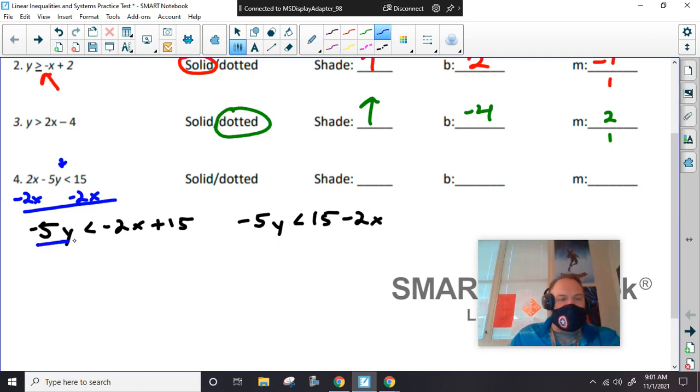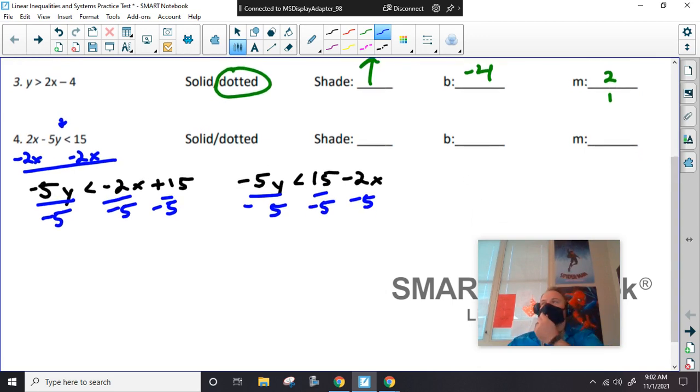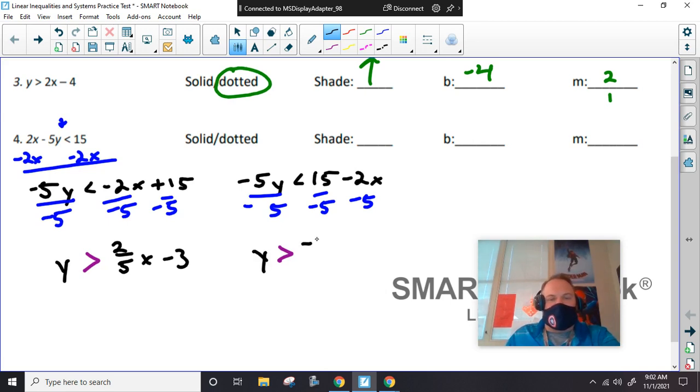Now, when we divide by -5, we got to divide everything by -5. Wow, this is taking a while. Now, because we divided by a negative, what do we have to do to this inequality sign? Yeah, we got to flip it. So now this becomes y, 2/5 x, -3. And it would be the same way if we did it this way.